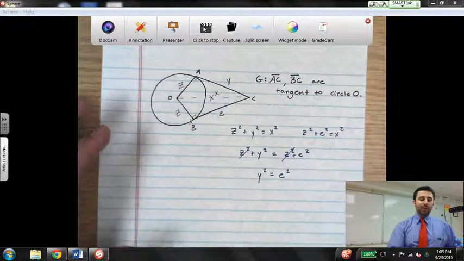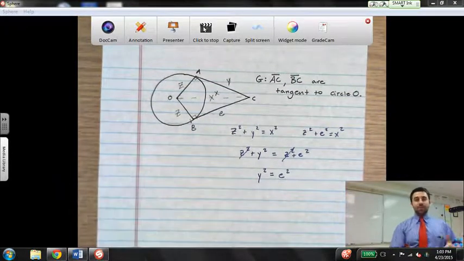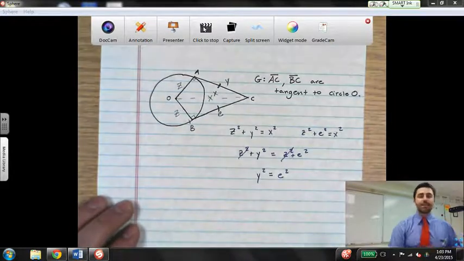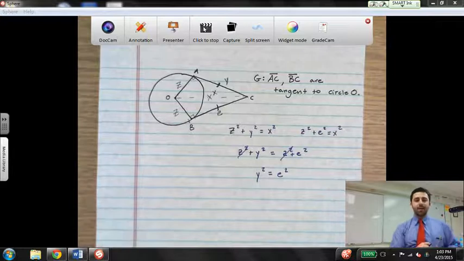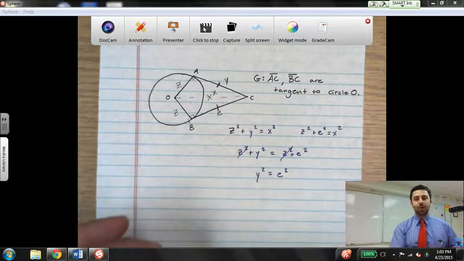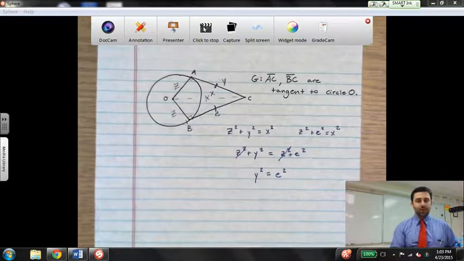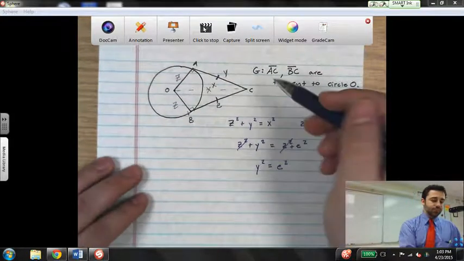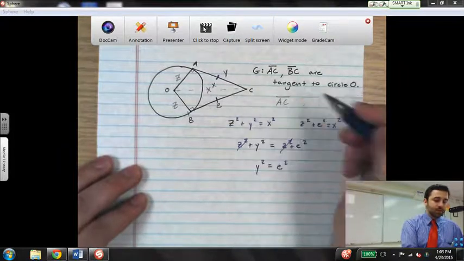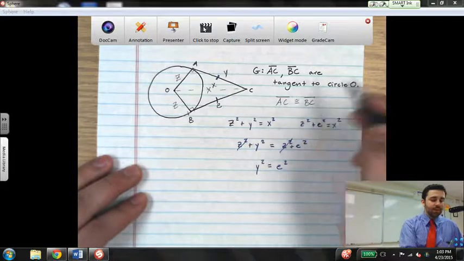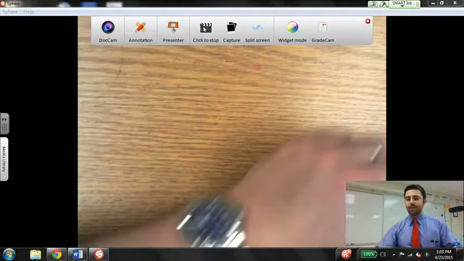And really all that this shows us, using the Pythagorean theorem, is that segment BC and segment AC are congruent. So if I have two tangent lines drawn to a circle from the same point, they are congruent. And so what we did is we proved that segment AC is congruent to segment BC. All right, so now let's look at some examples.